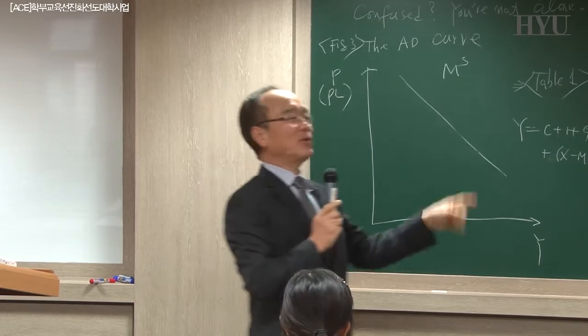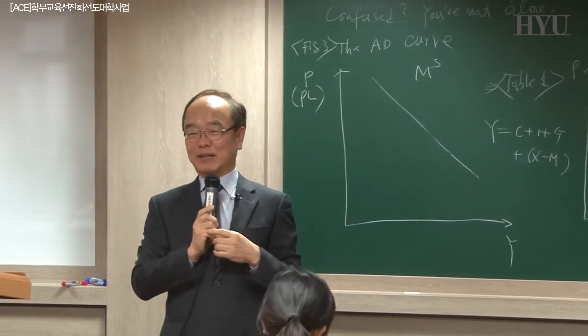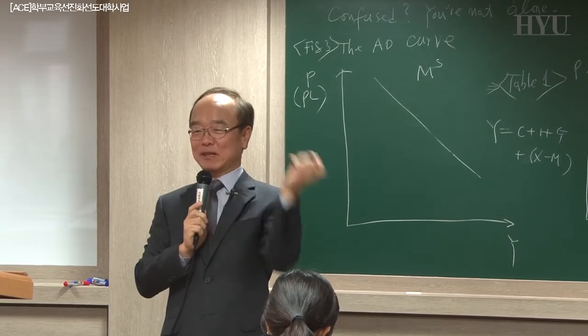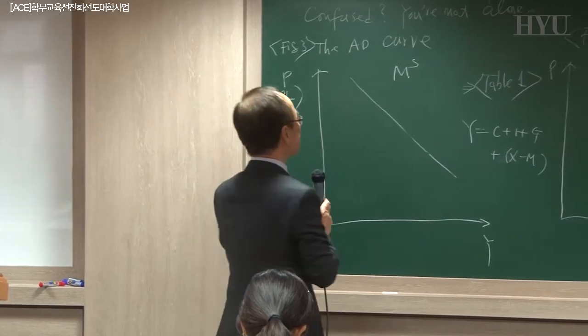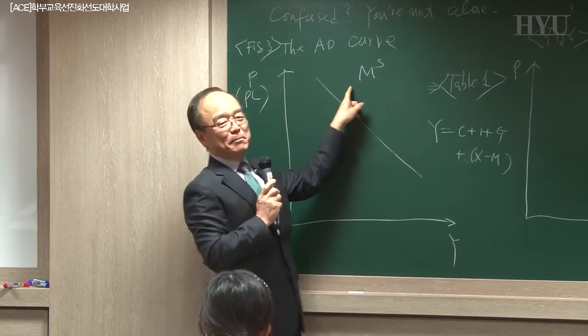For any other use, the only use of money is what? Purchasing power, right? You can buy something with money. Is that clear to you? So anyway, now story explanation number one.